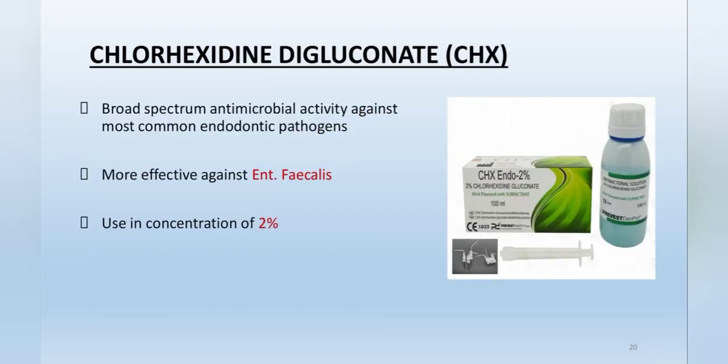Now, chlorhexidine digluconate. It's a broad spectrum antibiotic, and it is active against common endodontic pathogens, and it is more effective against Enterococcus faecalis. Enterococcus faecalis is one of the bacteria that causes endodontic treatment failure. So it is very important to remove this organism or pathogens. You have to kill the pathogens for a successful root canal treatment. So it is used in a concentration of 2%.